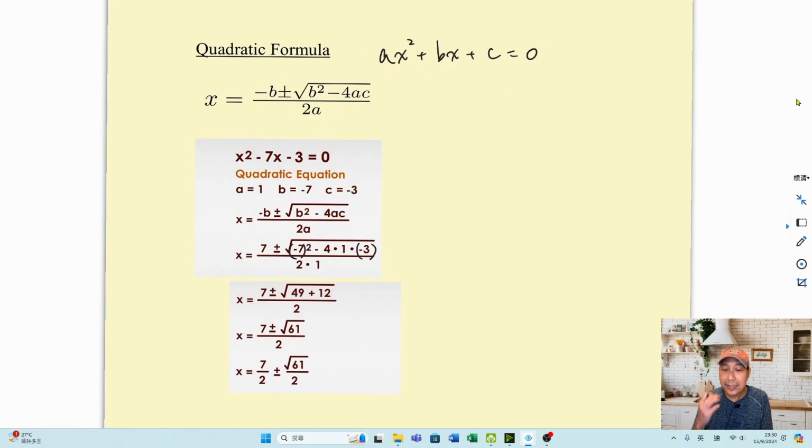And then simplify the expression inside the square root sign. 49 plus 4 times 3 is positive 12, and then root 61. Okay, this one is the answer. Actually, you don't need to separate into two parts. So the quadratic formula is very straightforward. You just have the formula, input everything and simplify, and then you are done.